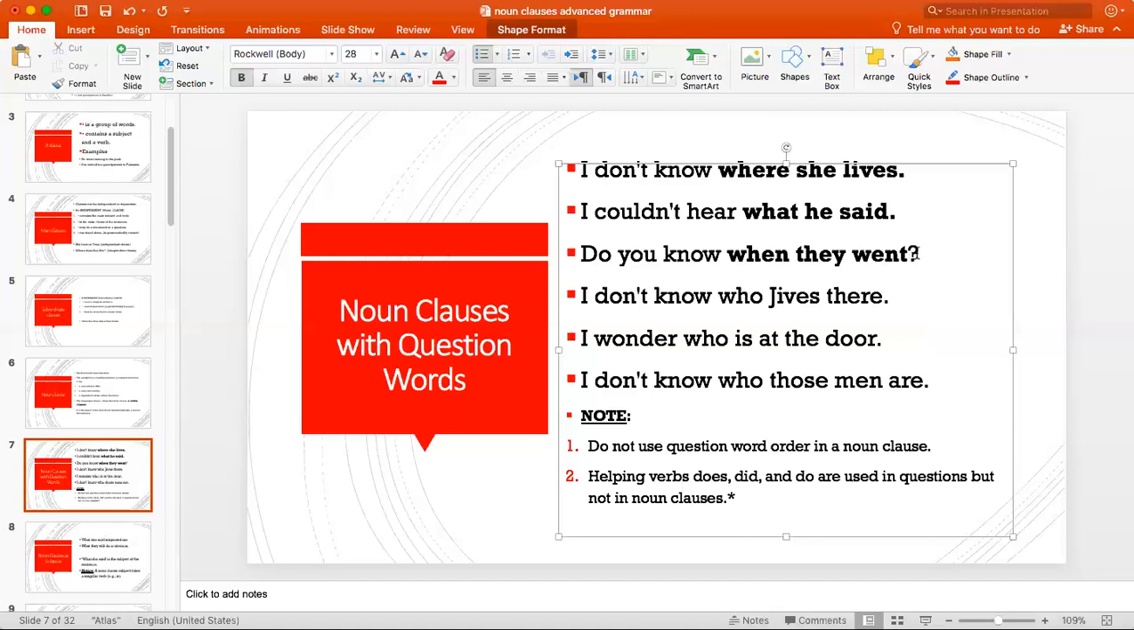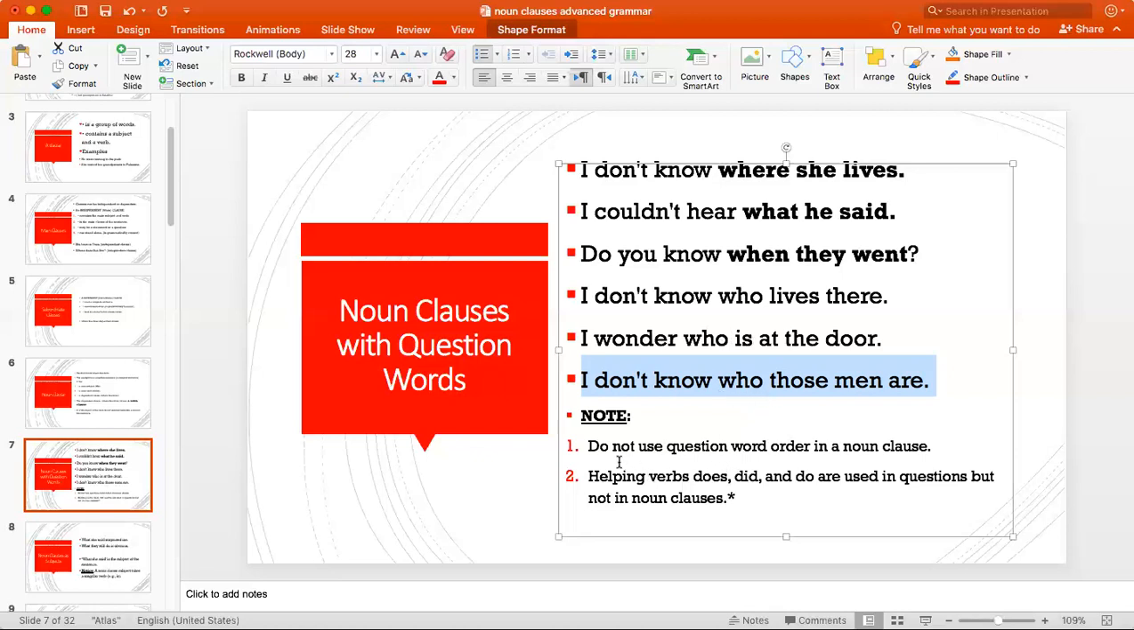And notice here, some of you might say, we have a question mark here in sentence number 3. The question mark is not for when. The question mark is for do, because we have a yes no question here. I don't know who lives here. Sorry for the typo. I don't know who lives here. I wonder who is at the door. And who has a special case? I'm not going to get into more detail here, but it's similar. Look at this one. I don't know who these men are. You don't say, I don't know who are these men.